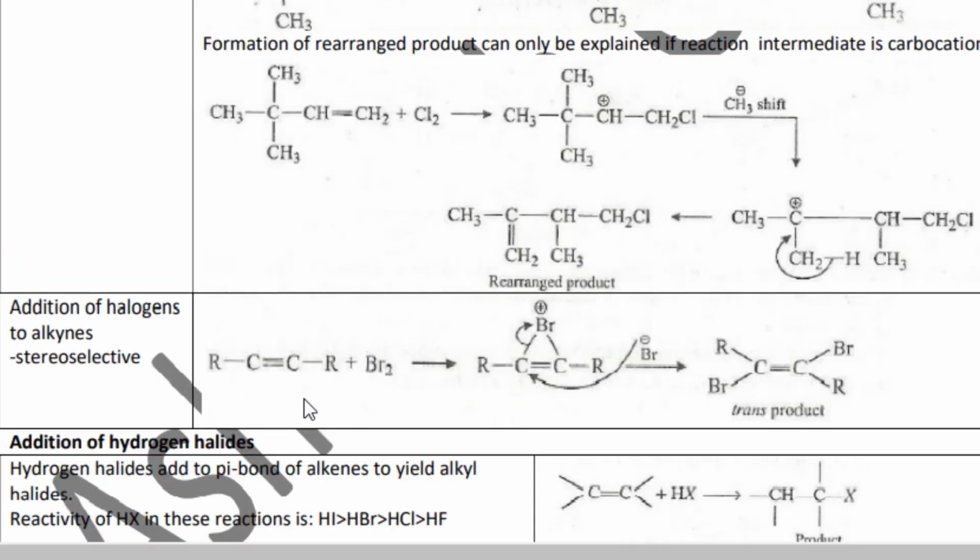In case of alkynes, it is stereoselective because bromine is getting attached to the triple bond, and then we have a trans product formation taking place. And depending on the R, we can have a carbocation formation, I mean if it is a phenyl group, and then we can have a stereoselectivity also observed in this case.